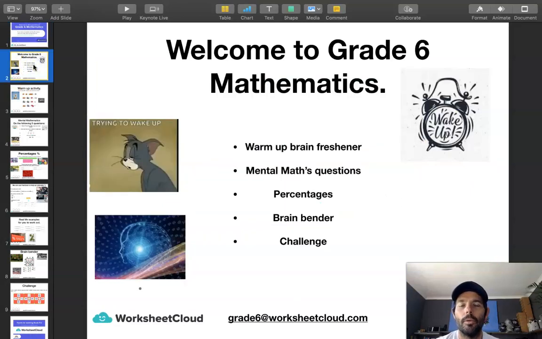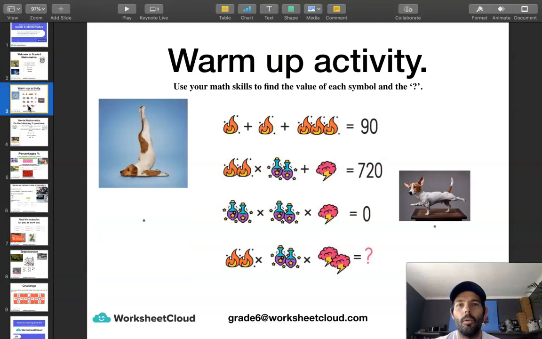Okay, so today we start off as usual, and our topic today is percentages, so the third type of fraction, and then we've got our brain benders and challenges to end off with. All right, there's our warm-up activity for today. You need to use your math skills to determine the value of each symbol, and then don't forget the question mark at the end. Right, off you go.